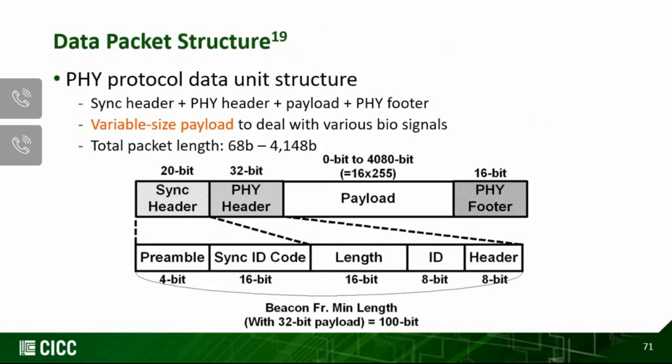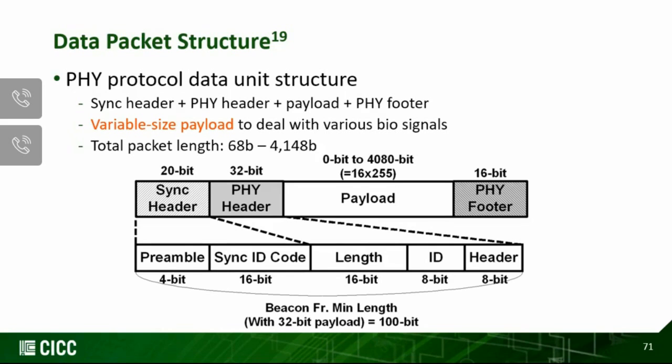So the data packet structure can be designed in a way that you can vary the size of the payload because each application has different needs. Some applications like EMG have large data rate. You are better off having a larger, longer payload. And also the PHY header, as well as the footer and sync headers, are overhead from the payload perspective. So you might want to have just the right amount of delay caused by the PHY headers.